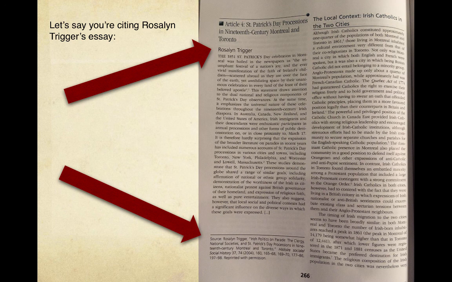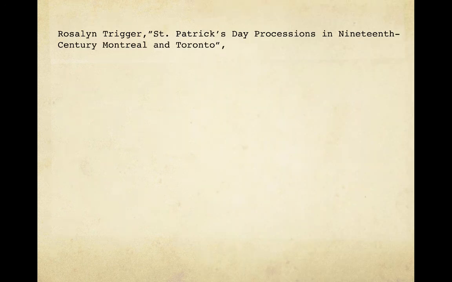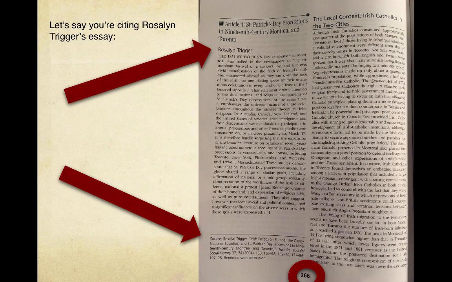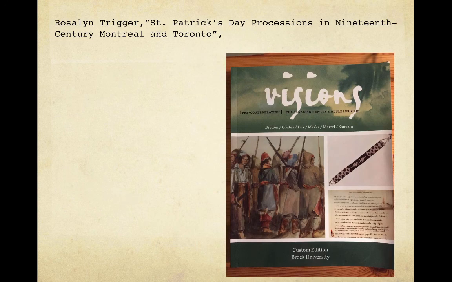We're working with the material from the book. So use the title at the top of the page that the authors use there, and of course use her name there as well. So there it is, pretty simple. Rosalind Trigger, St. Patrick's Day Processions in 19th century Montreal and Toronto. Of course, the problem is you're using the book, and you need to reference the book because that reference doesn't mean anything. Say you've taken a quote from page 266, as I'm indicating here. You need to indicate where that 266 is, what book that's in. So we need to have the book information in this footnote as well for it to make sense.